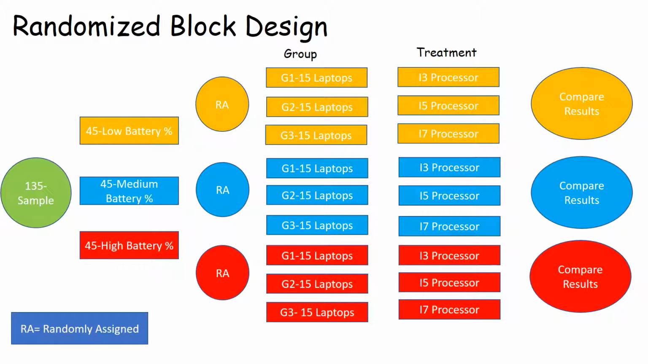In the slide, you can see 135 laptops will be blocked into 3 groups and then randomized. Once this step gets randomized, the laptops are applied to treatments. Finally, the results are compared and examined to see which process worked the best.